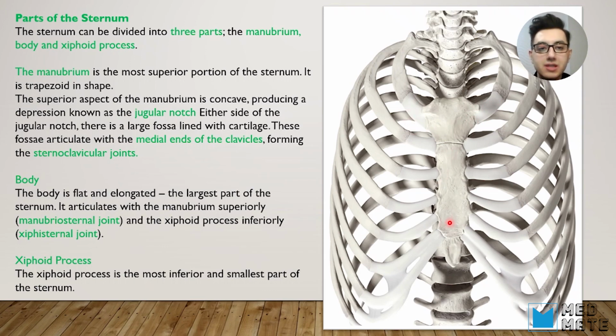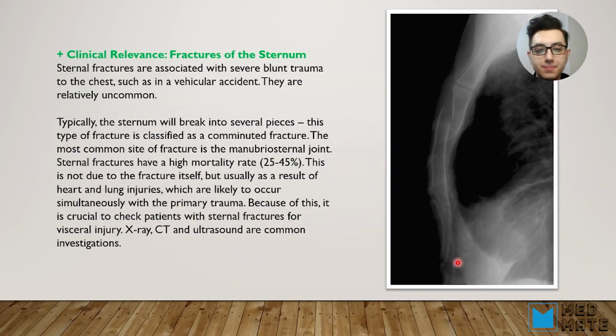The body of the sternum is flat and elongated, and is the largest part of the sternum, and it articulates with the manubrium superiorly from this portion, and it's called the manubriosternal joint. The manubriosternal joint is located here, and it is also articulating with the xiphoid process via the xiphisternal joint. The last part is the xiphoid process, and it's the most inferior and the smallest part of the sternum.